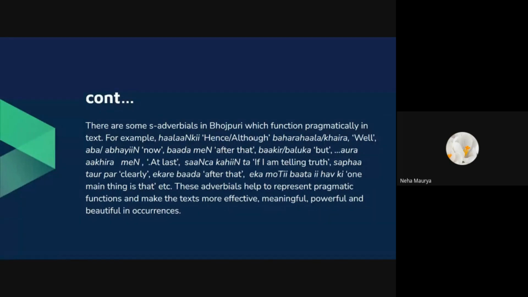There are some examples which we have taken here. These are adverbials, classified as sentence adverbials. Some examples are halaki, hence, though; beharhal, khair, well; ab, abhai, now; baad mein, after that; baki, baluk, lekin, like, but; aur akhir mein, at last. These examples help to represent pragmatic functions and make the text more effective, meaningful and powerful. We will discuss these examples in text in the following slides.